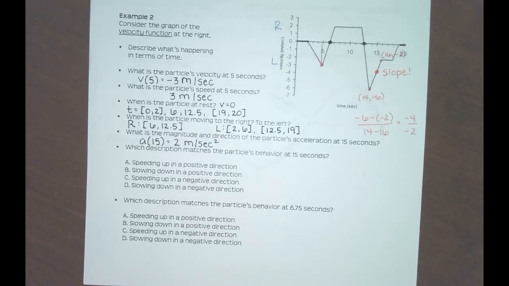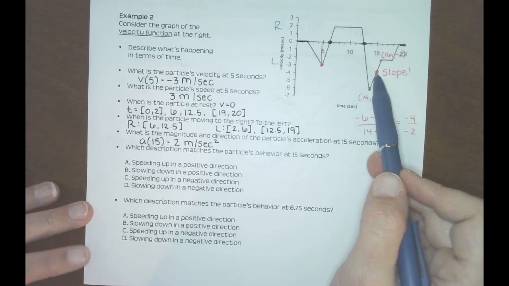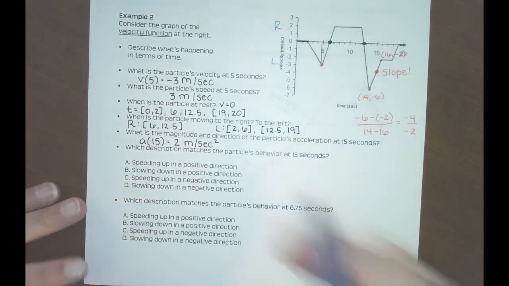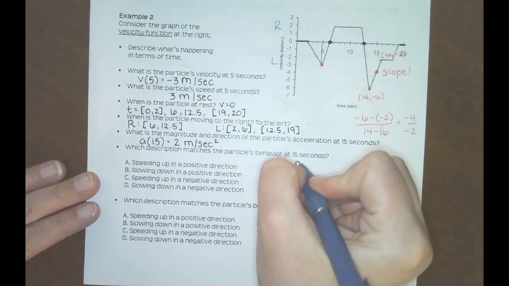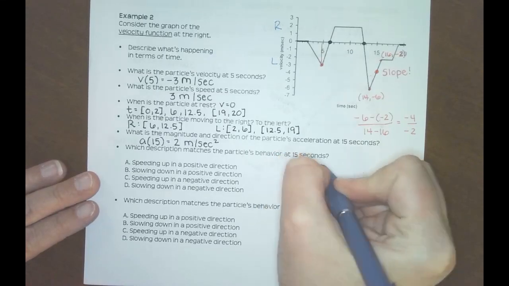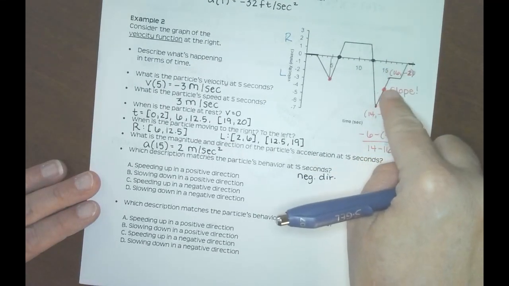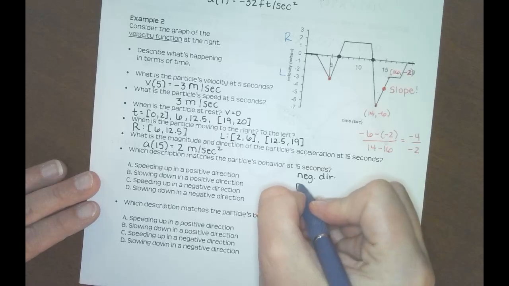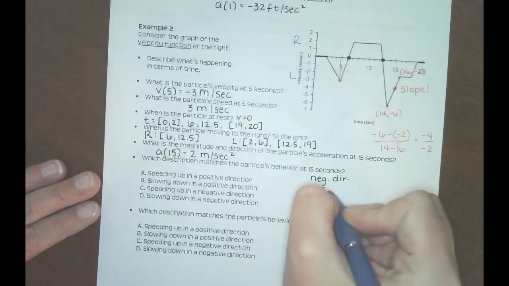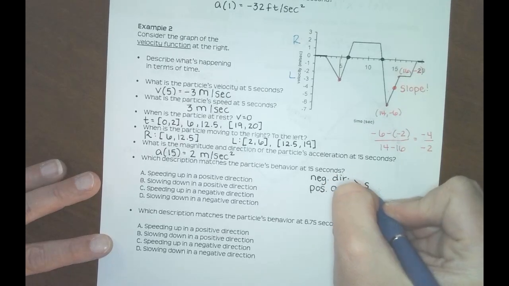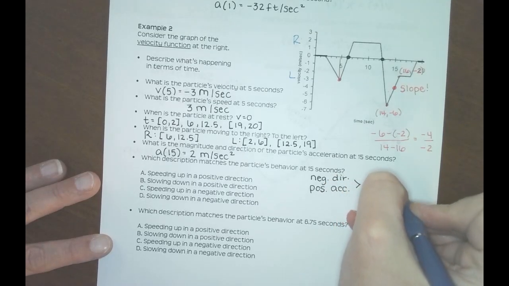Okay, so let's talk about that 15 seconds here. What is actually happening here? Well, my velocity is negative, right? So I'm moving in a negative direction. I'm going to make a note of this. We know we're moving in a negative direction. But we're heading back towards that x-axis, right? We have a positive acceleration. And these two things together mean I'm going to be slowing down.